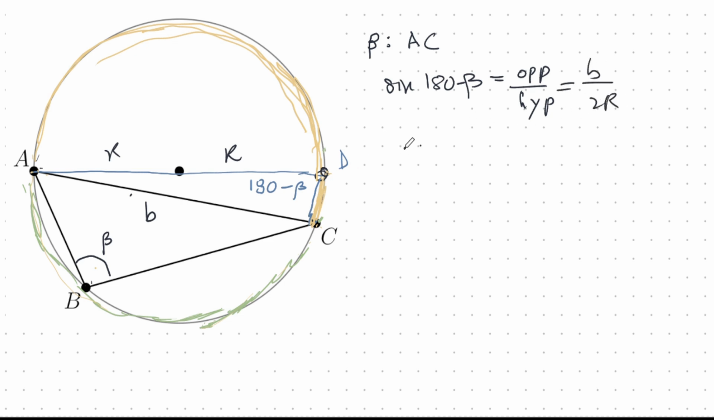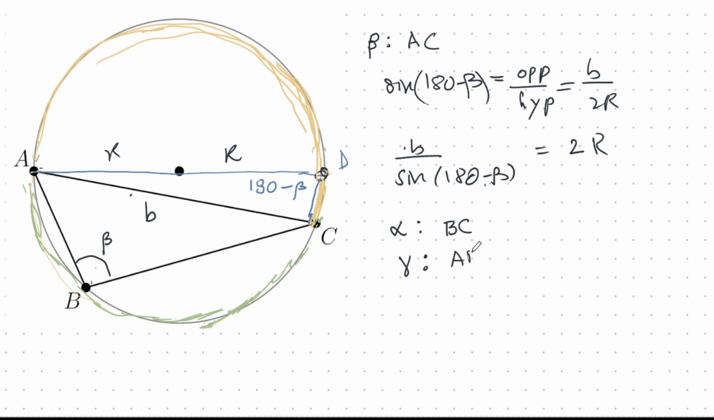Okay, and I get B over sine 180 minus beta is equal to 2R. And that looks bad, but actually it's not so bad. As an exercise for you, you work out alpha, the sine of alpha relationship, and that's going to be from BC. And beta, well, we just worked out beta. So you want to work out gamma. That's from AB. So this is an exercise.